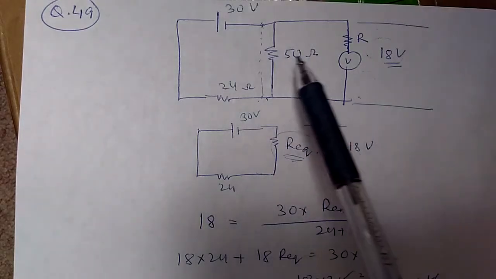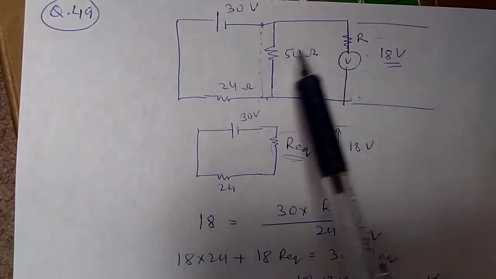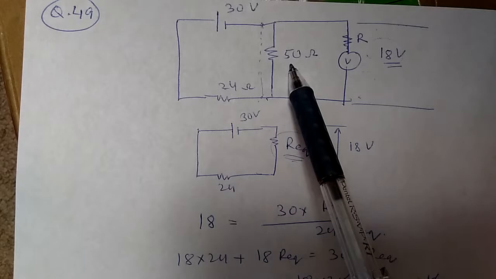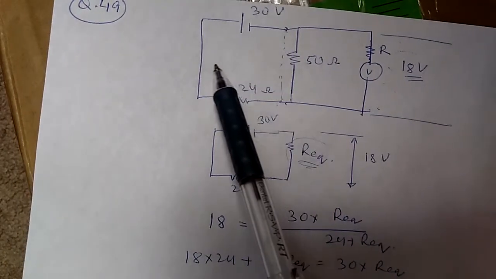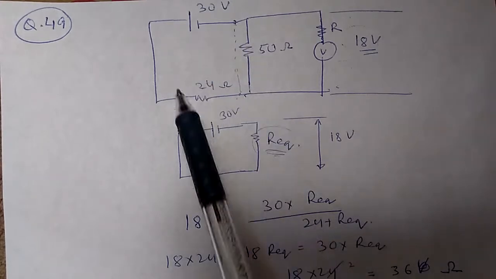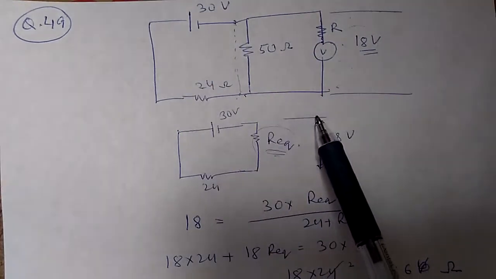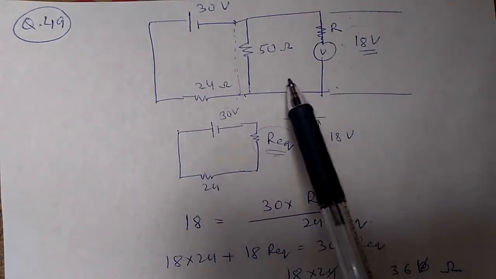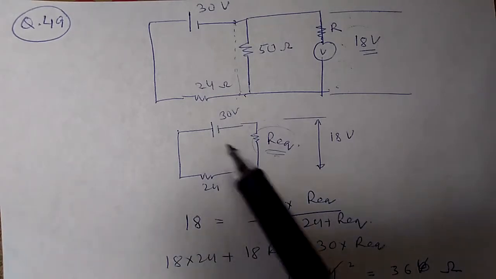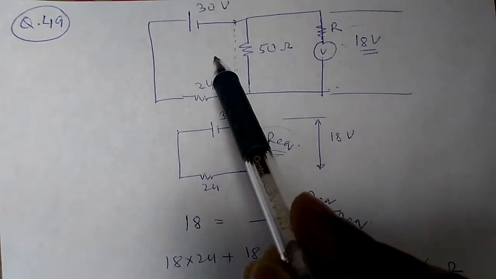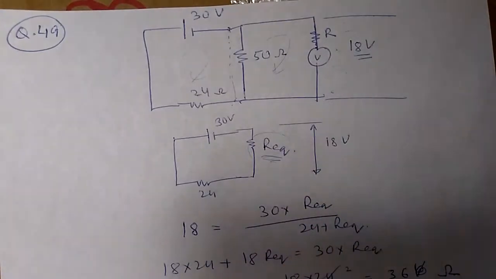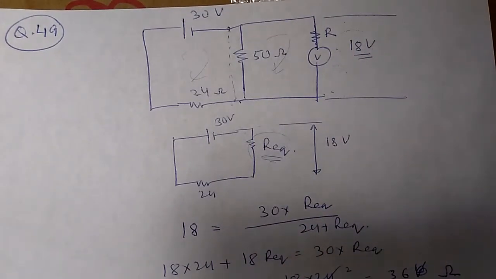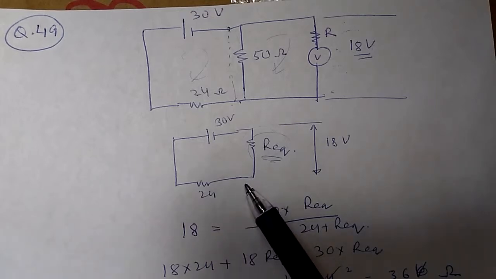Another way to solve would have been to first find the equivalent resistance, R into 50 divided by 50 plus R, and then use a voltage divider formula, but that would complicate. You could also solve using Kirchhoff's voltage law in this loop and in this loop. There are many ways you can solve this, but this is just one way.